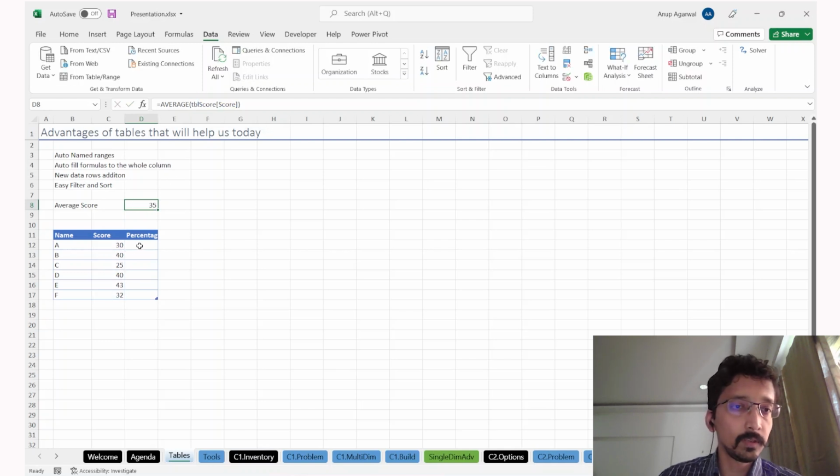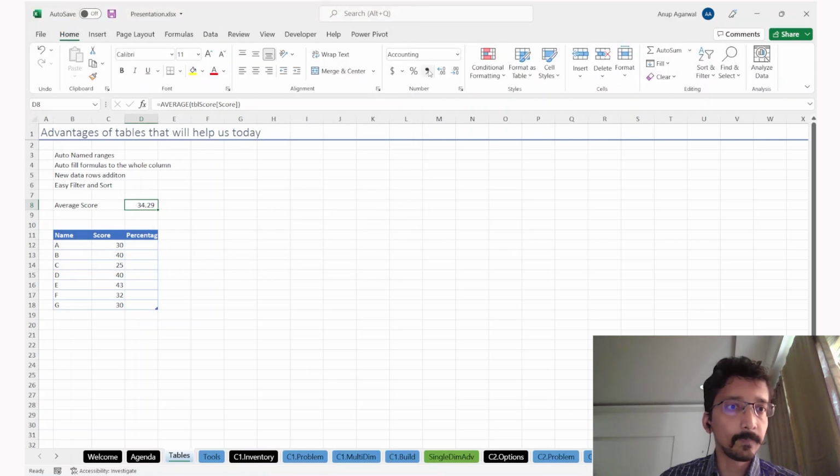So yeah, this is the first advantage that I really like: you can have automatically named ranges when you create tables, or more easily named ranges. And then these ranges are very dynamic. So if I had another student over here with some different score, the average updates.